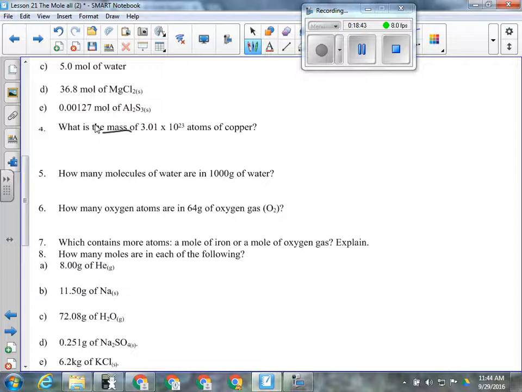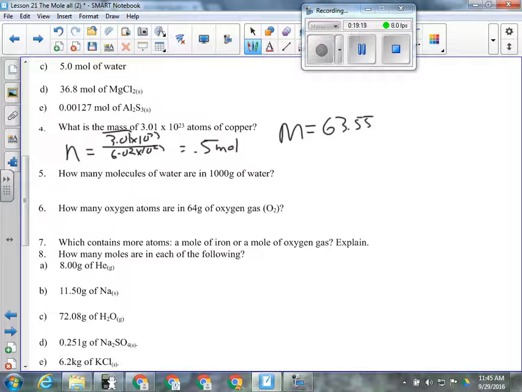So, to get N, I'm going to go 3.01 times 10 to the 23 divided by 6.02 times 10 to the 23. That's exactly half of that. Agreed? All right. So I have 0.5 moles. And it tells me it's copper. So I go to my periodic table, I look up copper. Copper's molar mass is 63.55. So big M is 63.55 grams per mole.